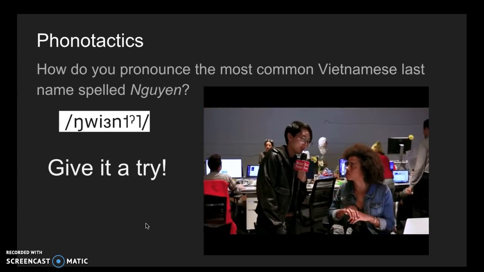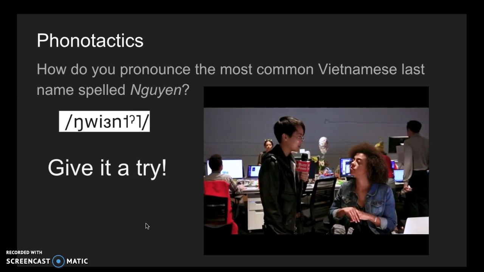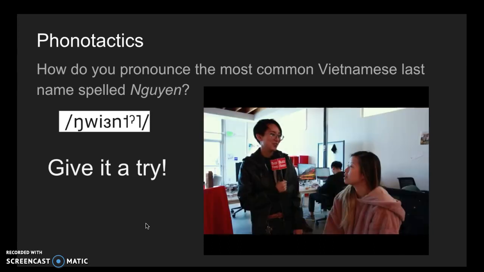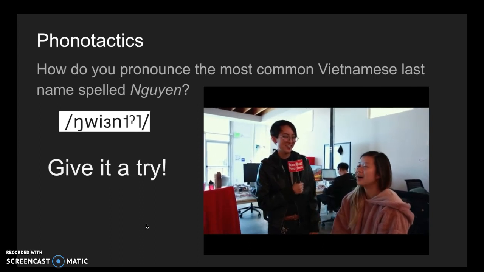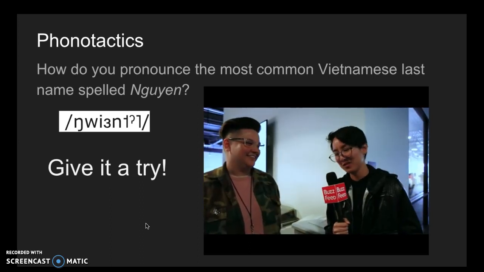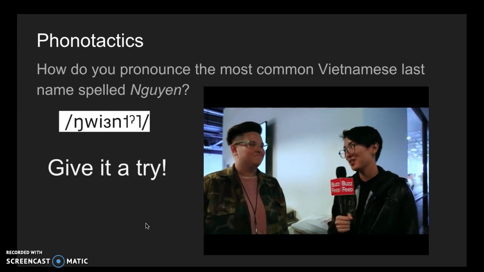So the thing about the Vietnamese language is that it's a monosyllabic language, so every single word is only one syllable. So Wing is one word. So Nguyen is not correct. A lot of the sounds that go into my last name don't really exist in the English language.